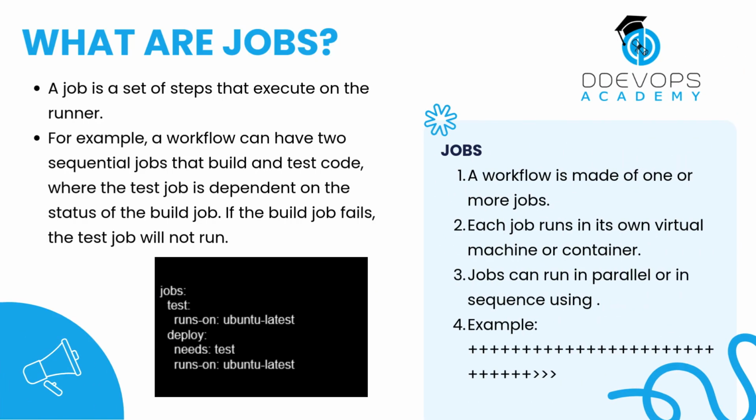A job is a collection of steps that run on a virtual machine or container. You can run jobs in parallel or sequence, like building first, then testing. If the build fails, the test job won't run. This structure gives you control and clarity in your automation pipeline.